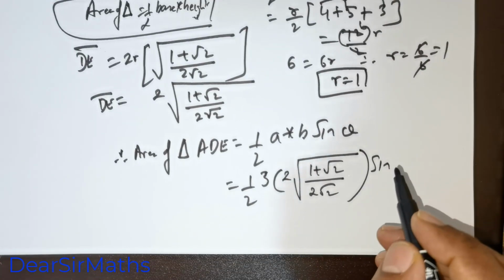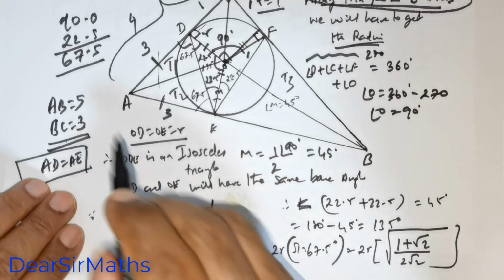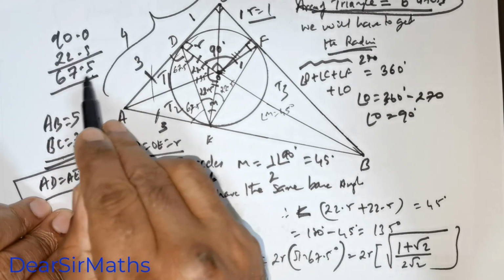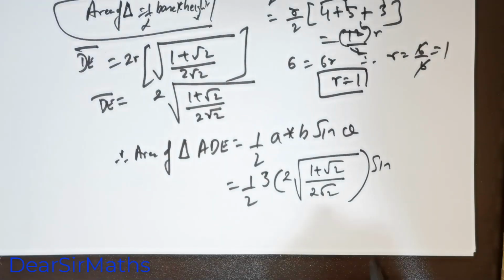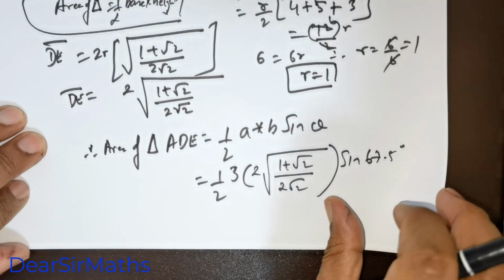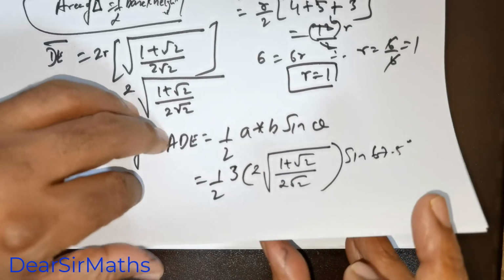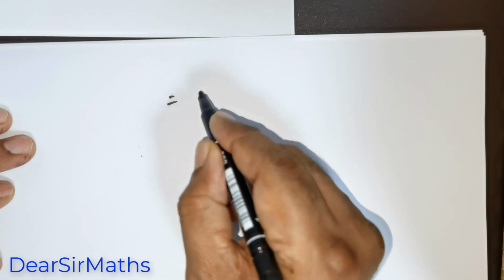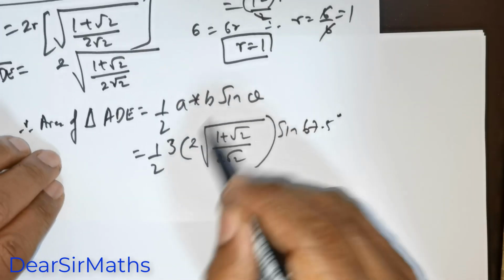Now what is sine theta? Sine theta in this case is 67.5. Can you believe that? This angle is 67.5, and we have already got the value of sine 67.5. It's turning out to be a lovely question because we've got such a beautiful value.